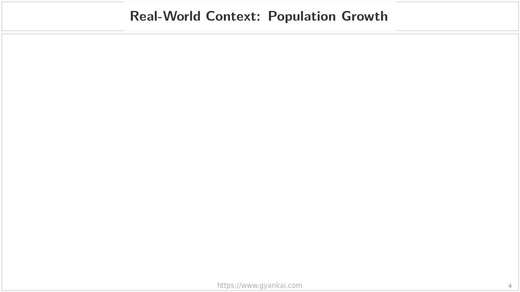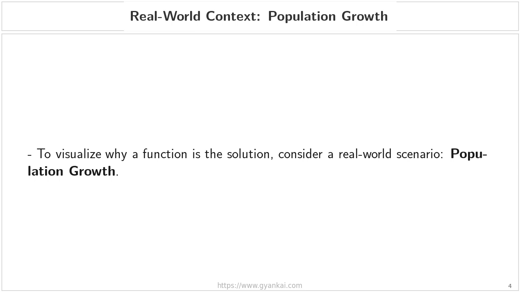Real-world context: population growth. Now that we have established the formal definition of a solution, let's move away from abstract symbols and look at a real-world scenario to help you visualize why a function, rather than just a number, is the solution. Let's consider the concept of population growth.